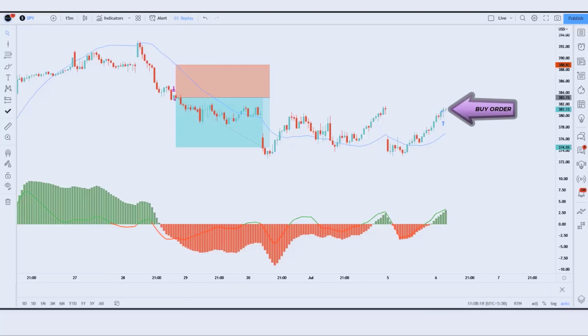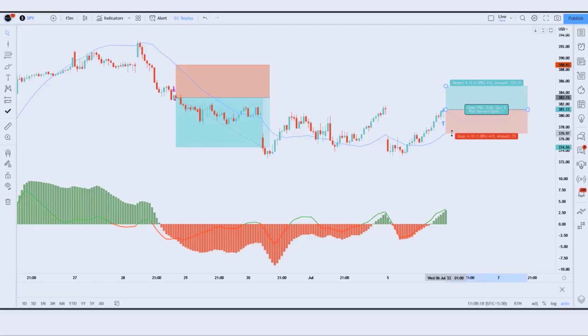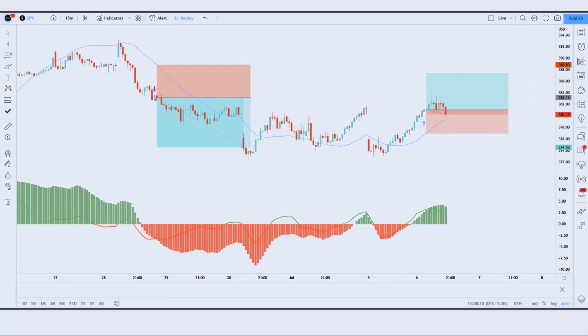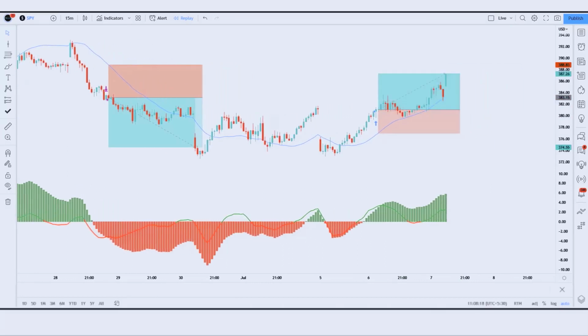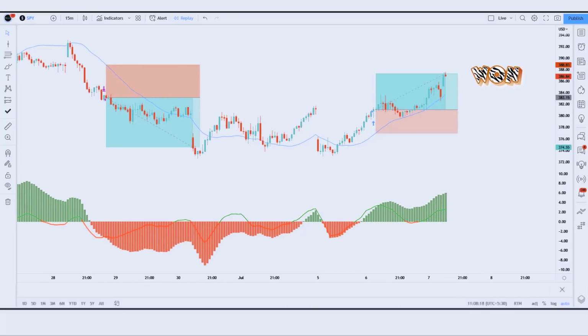If this condition is fulfilled, then we will place a buy order. Our stop loss will be placed at the blue of the triple EMA, and the risk to reward ratio will be 1:1.5. The market has completely hit the target.